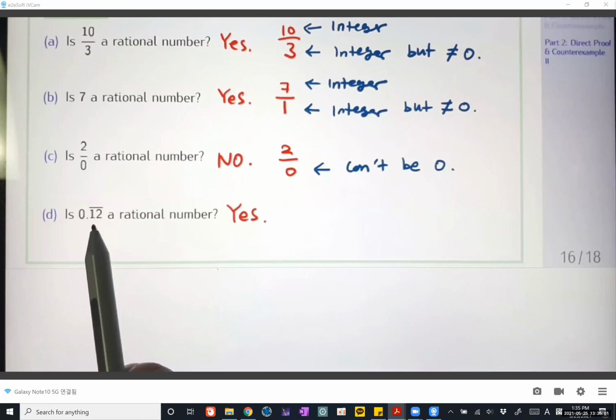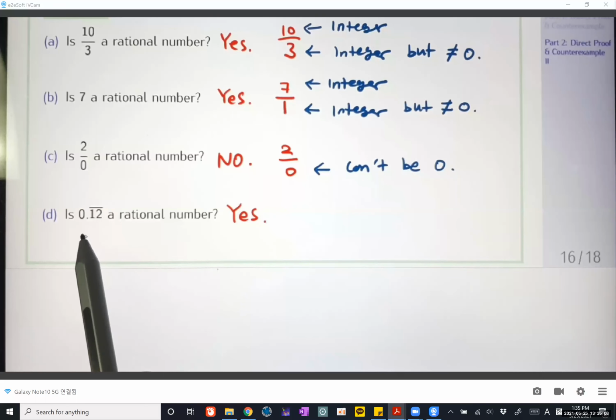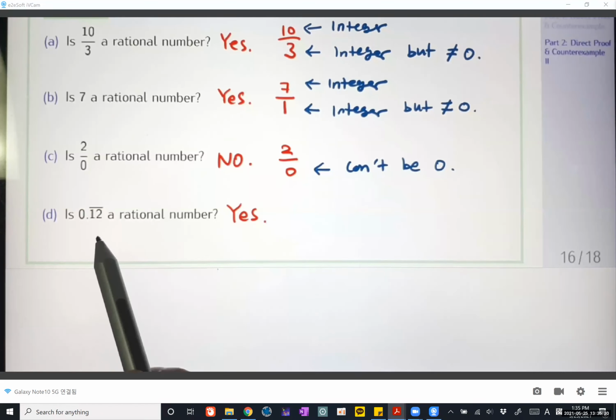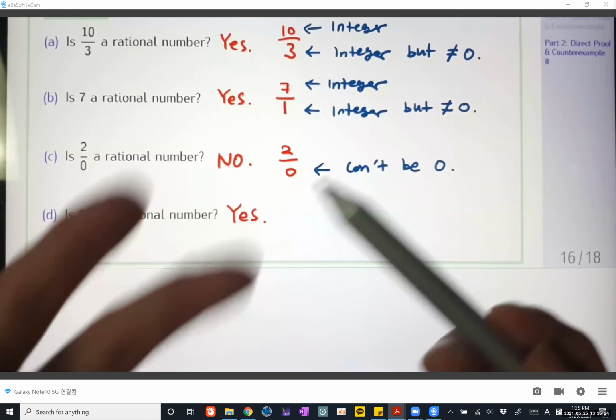Can this decimal number be written as a fraction? Yes, bar means repeating. Repeating means even though it's a non-terminating decimal, as long as the digits are repeating, then it's a rational number. That's how we learn in high school, right?